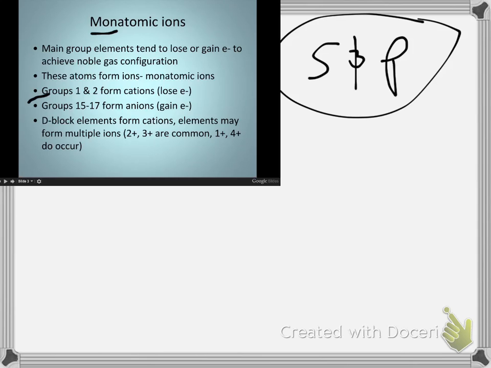When we get over 15 through 17, these guys tend to gain electrons. And they tend to gain to get up to that octet. So 15 they have 5 valence electrons. They tend to gain 3. 16 tends to gain 2. 17 tends to gain 1. Because they're all looking to be like a noble gas.